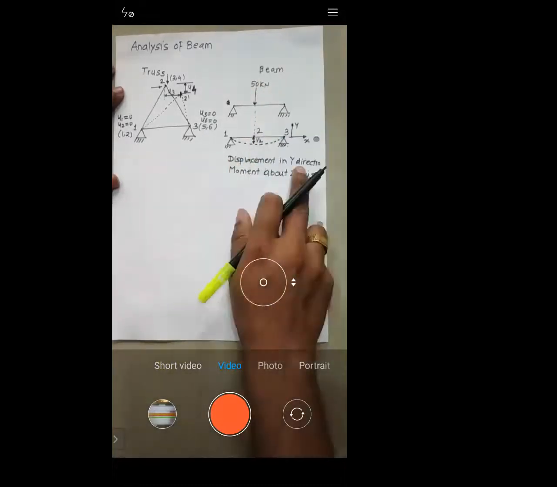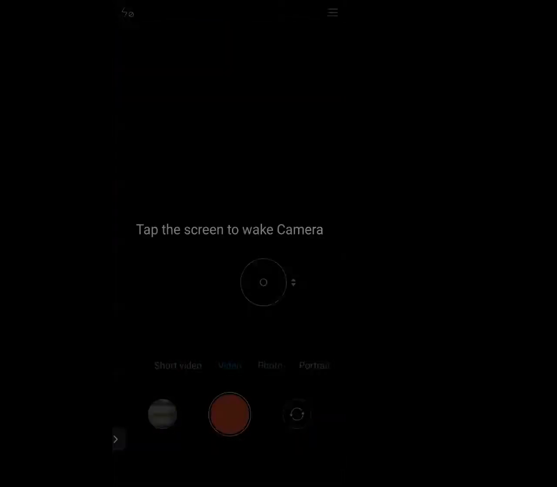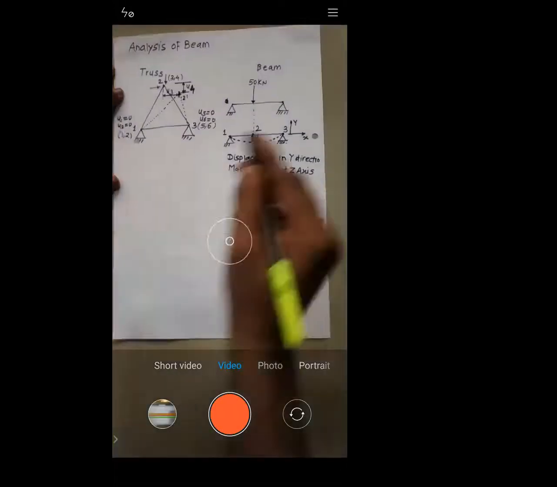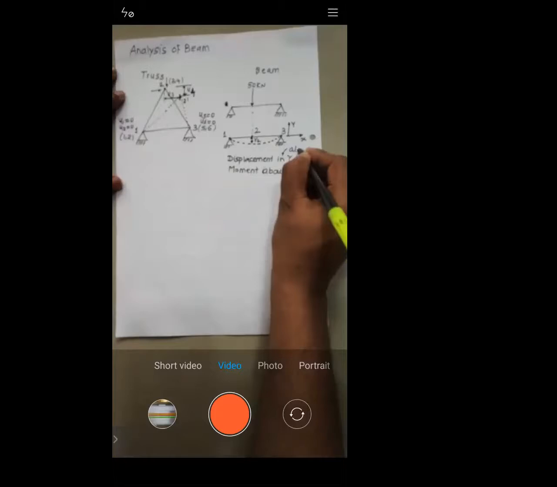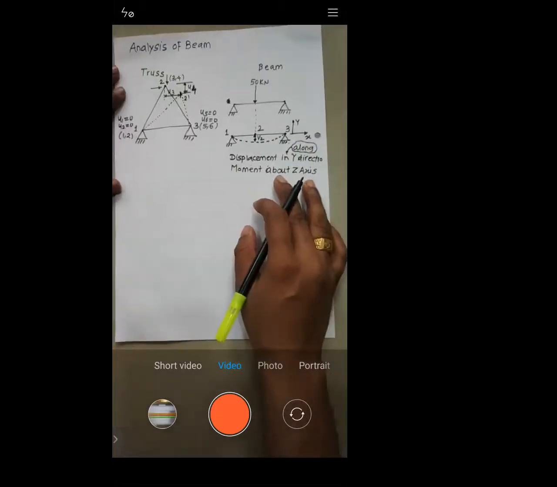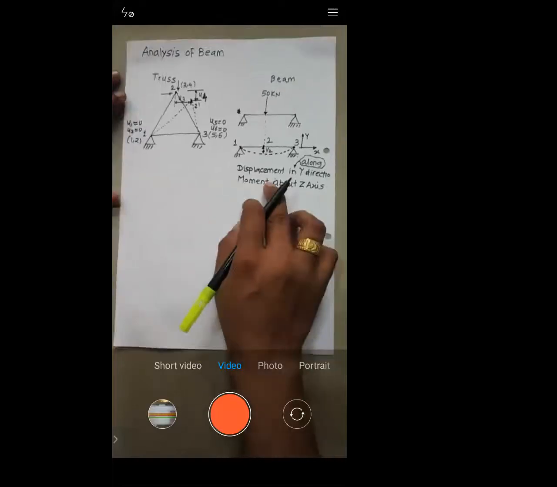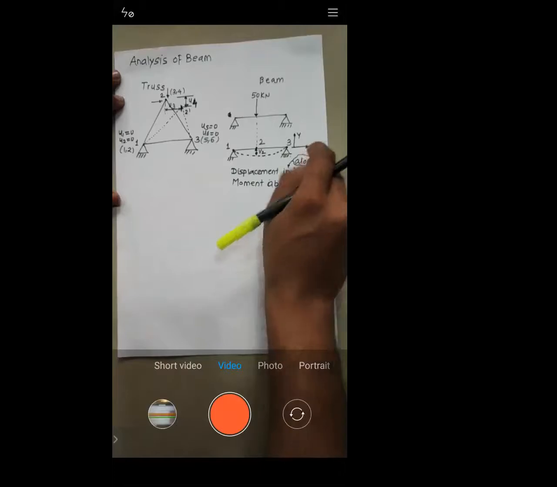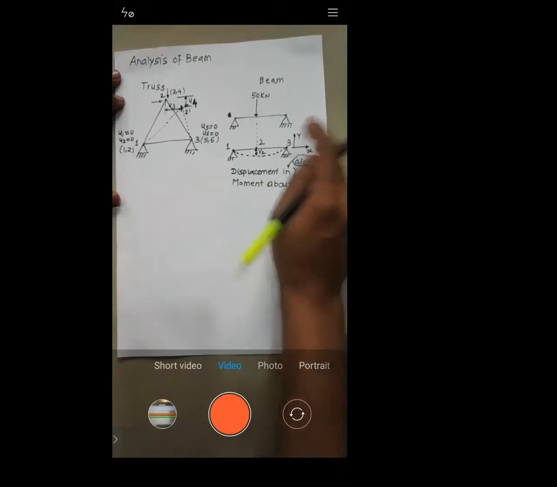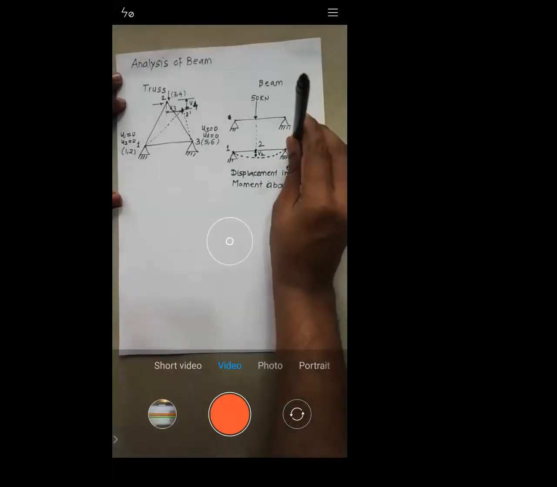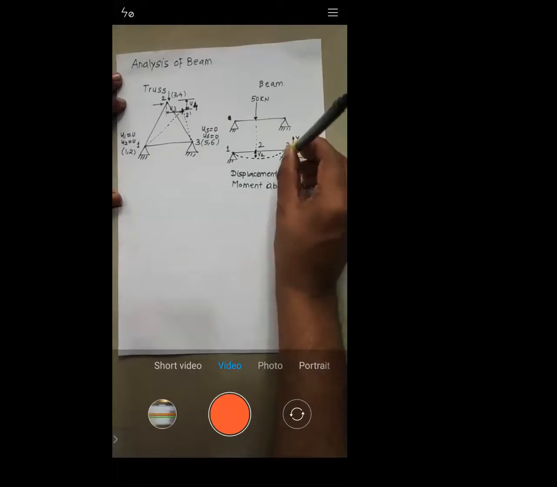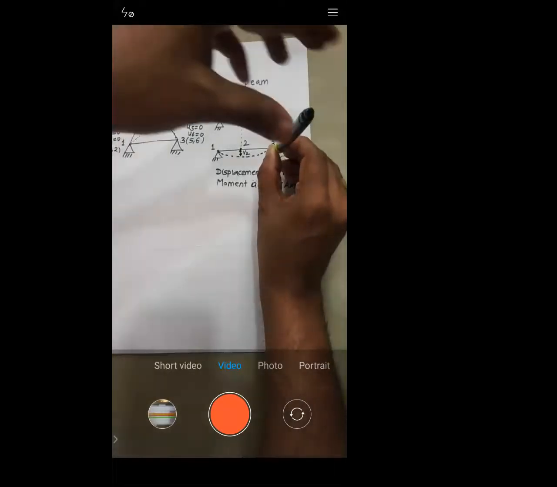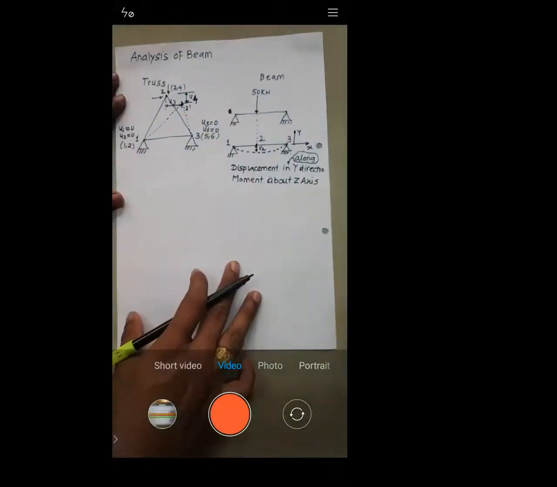You have the displacement in y direction, or you call it displacement along y direction. And similarly, you have movement about z axis, because this is x axis. The x axis is along the length of the beam. Y axis is perpendicular to the length, and z axis is perpendicular to both x and y. If you see this sketch plane, it is z axis. So about the z axis you have the movement. Is it okay? Yes or no?